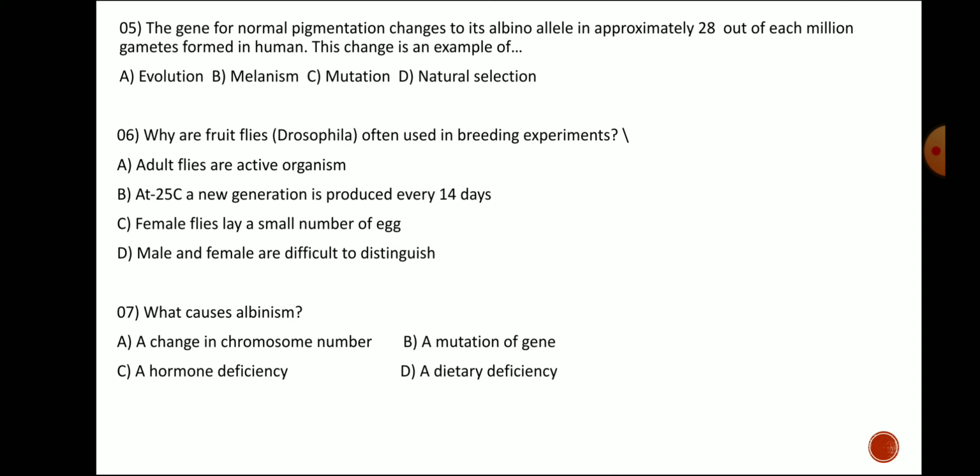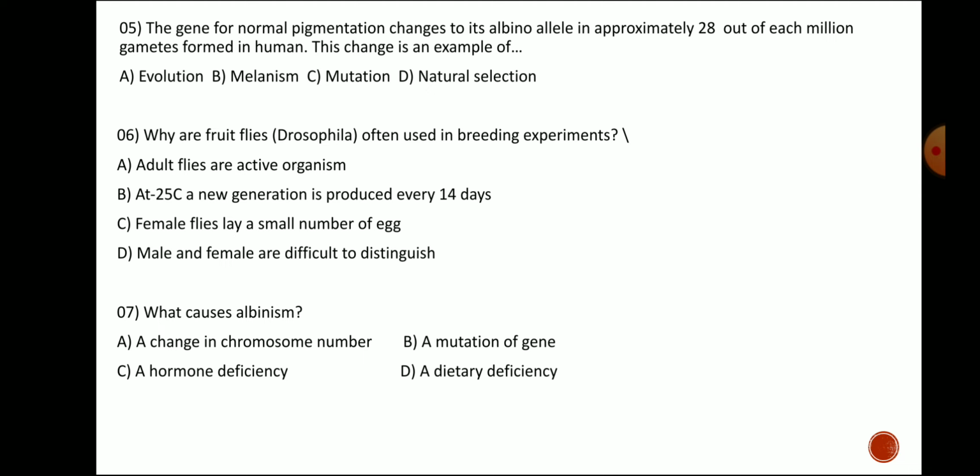Next, why are fruit flies, that means Drosophila, often used in breeding experiments? The options are A, adult flies are active organisms, B, at 25C, a new generation is produced every 14 days, C, female flies lay a small number of eggs, and D, male and female are difficult to distinguish. So the correct option is B.